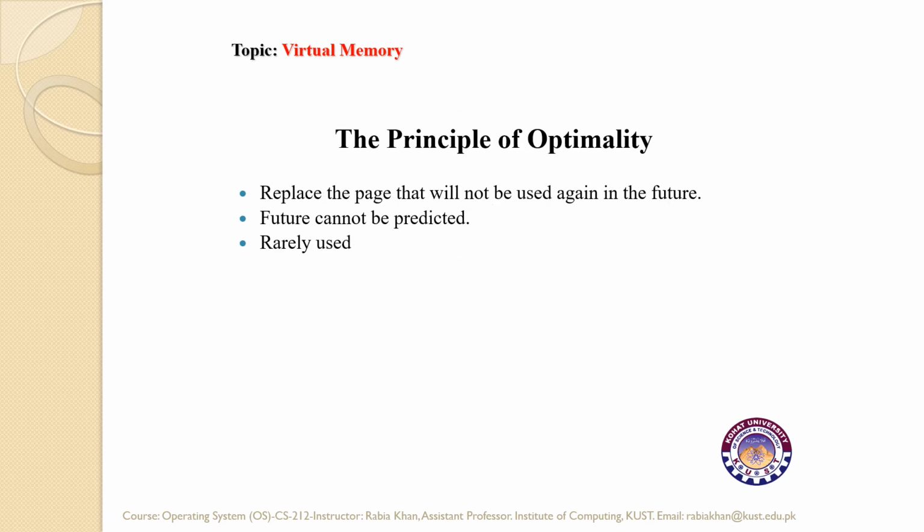The next replacement algorithm is the principle of optimality. It is based on prediction, and prediction is based on the use of a page. If a page will not be used again in the future, it gets replaced with the new incoming page. But prediction for the whole demand of pages cannot be made perfectly. Hence, this algorithm is also used rarely.